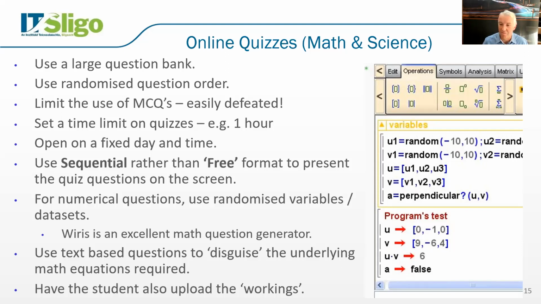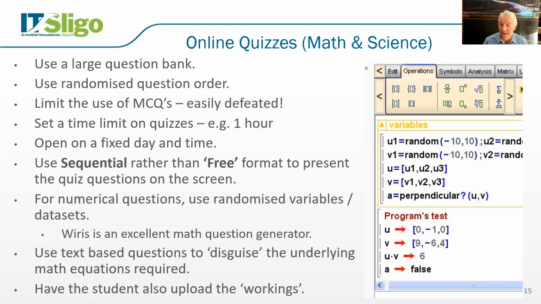This means that the student must answer the question before they proceed to the next one. It stops them WhatsApping the questions around to their friends. So that's just a default setting you can put up on Moodle. Use randomized variables, as you can see here in Wiris, but equally Numbas or Brightspace. Any randomized variables; we use Wiris in IT Sligo.